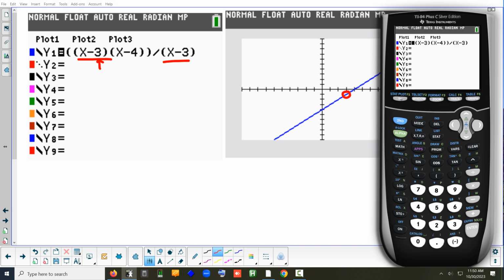So let's make it so we don't have a common factor. What could I make that 3 instead? 5. Sure, make it a 5. Now, as you get close to 3, watch what happens. There's a vertical asymptote at 3. So if you do not have common factors, then the number that causes you to divide by 0 is an asymptote. If you do have a common factor, then the number that causes you to divide by 0 is a hole in the graph.